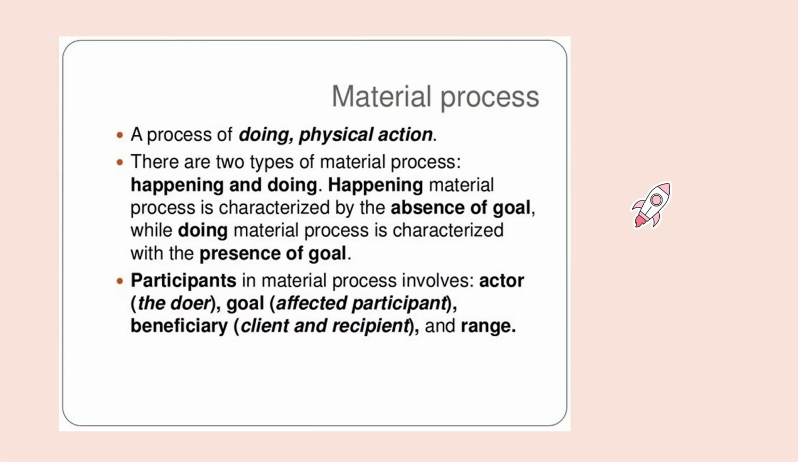Okay, the first is material process. Material process is a process of doing or physical action. There are two types of material process, happening and doing. Happening material process is characterized by the absence of goal, while doing material process is characterized by the presence of goal. Participants in material process involve actor, goal, beneficiary, and range.